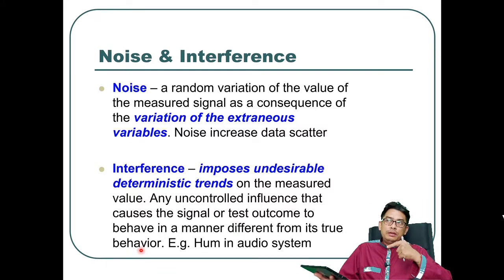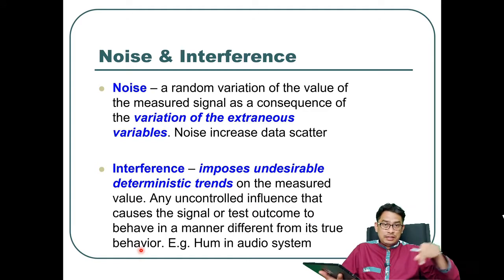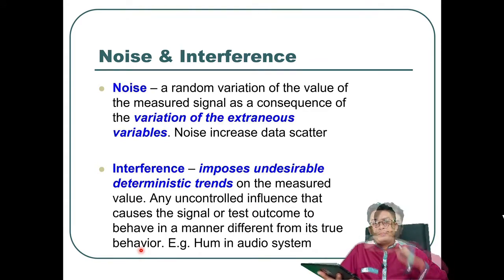What is the difference between interference and noise? Noise is always there, whether the measured data is there or not. We didn't measure anything, the noise is already there, because that is the noise. But interference happens during the measurement. When we have measurement data, then we have interference, if there is an interference source around the area where we do the measurement.